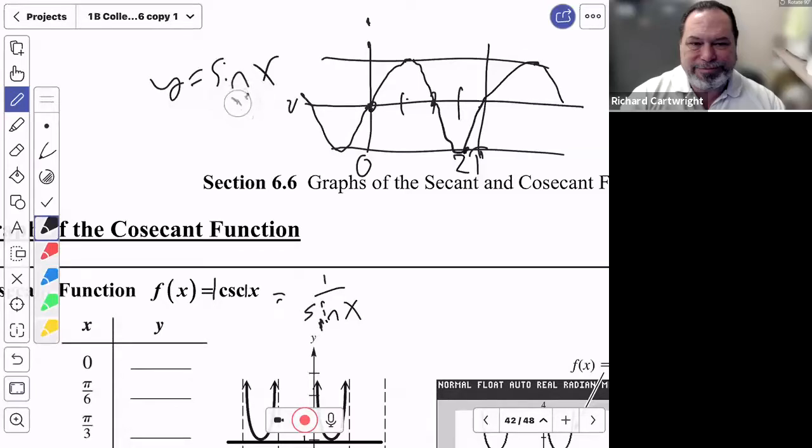Since sine cannot be 0, there is an asymptote at 0. There's an asymptote at pi, because that was in the middle. There's an asymptote at 2 pi. And every multiple of pi, basically 0, 1 pi, 2 pi, this would be 3 pi. Asymptote.